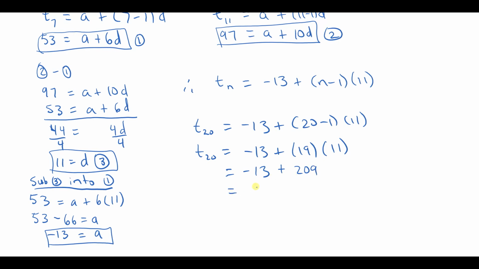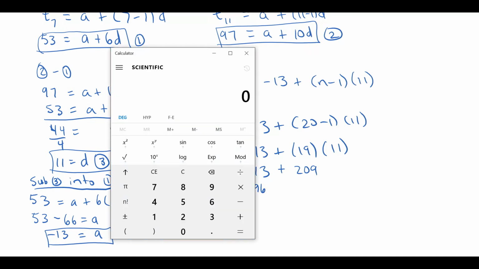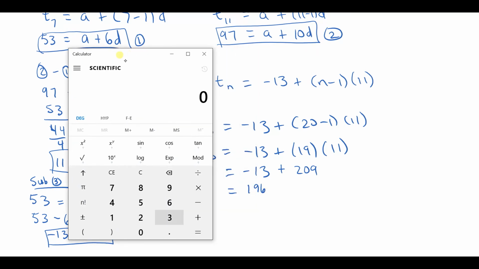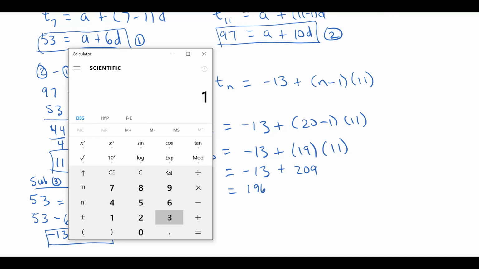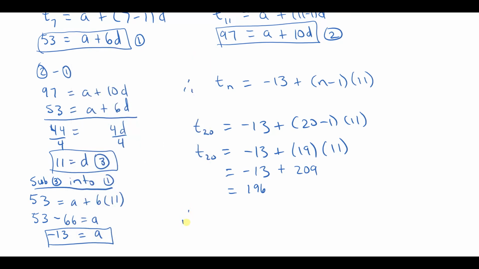And I want to take 13 away from that. If I took 10 away from it, I'd have 199. Take another 3 away, 196. We can double check that. Negative 13 plus 19 times 11, 196. Good. Therefore, T20 is equal to 196. Done.